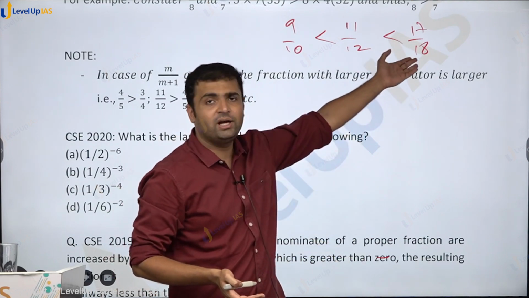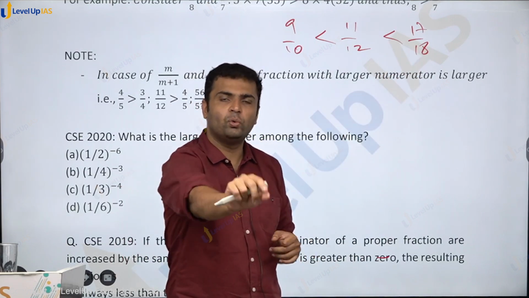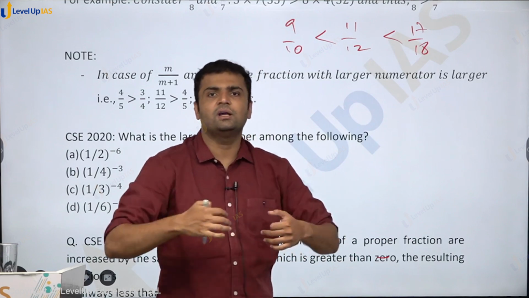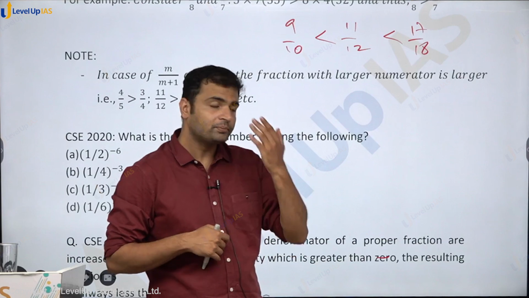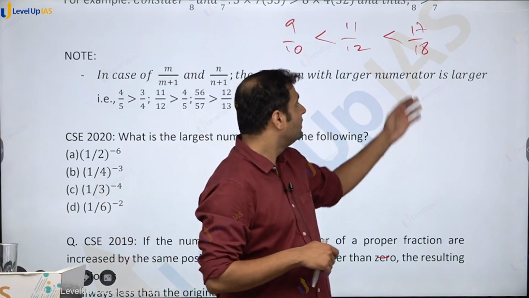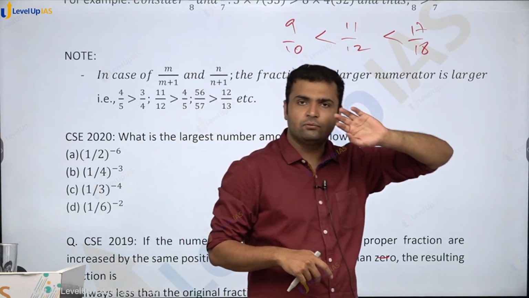So this 17 by 18 would be bigger because 18 parts I am making and just giving you one small part and taking the rest of the cake with myself. So I'll have a bigger cake compared to 9 by 10. You can think like this, or if you don't want to remember this, then cross multiply and check. That works everywhere.